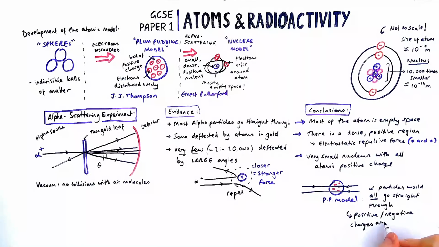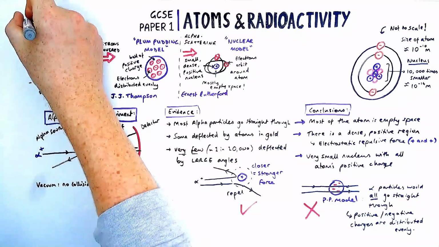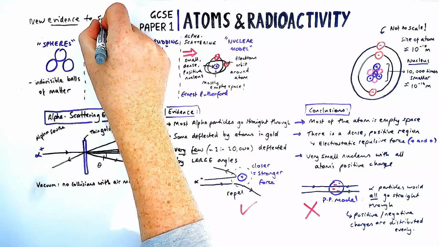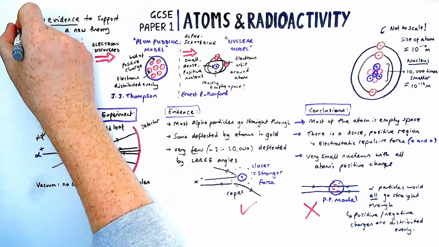A really important part of the development of the model of the atom is the idea of evidence. This is a really good example of new evidence coming to light via an experiment that does not support the plum pudding model theory, and it does support or give rise to a new theory, which was the nuclear model. Please don't say things like it gets disproved. It's only evidence that can be provided to support a model.